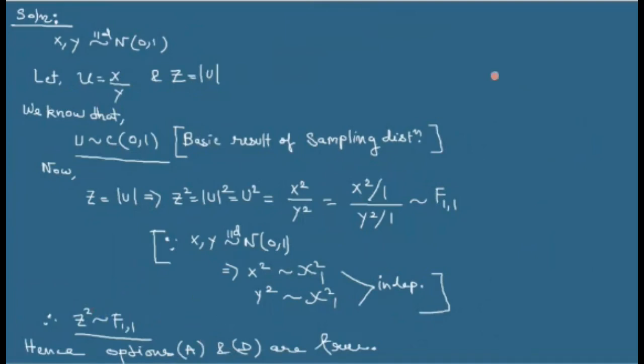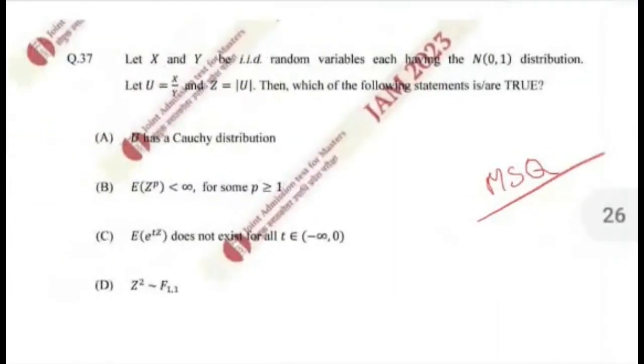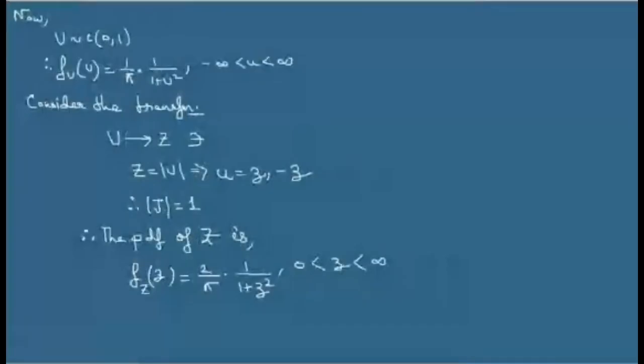Hence our option A and D turn out to be true. That is option A, U has a Cauchy distribution, and option D, Z square has F distribution with 1 degrees of freedom. Now we will check for options B and C.